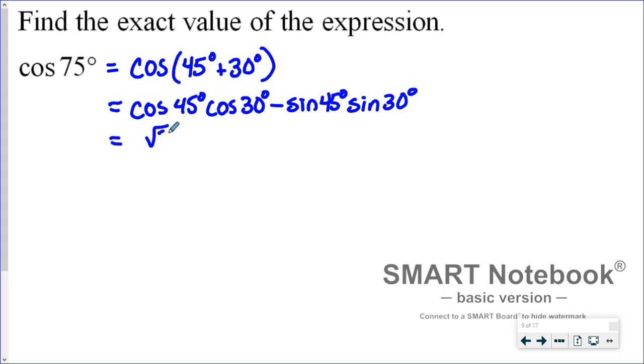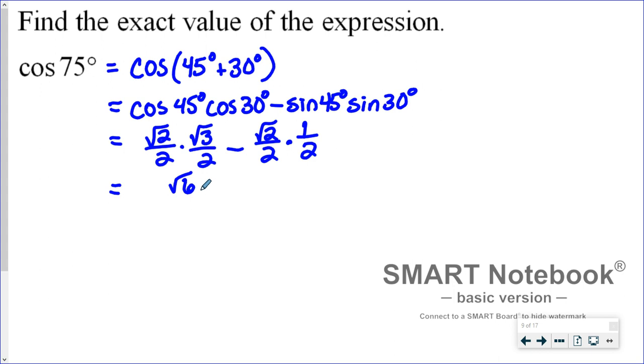So here we would have square root of 2 over 2 times the square root of 3 over 2 minus the square root of 2 over 2 times 1/2. So this would be the square root of 6 over 4 minus the square root of 2 over 4, which of course is just the square root of 6 minus the square root of 2 all over 4.